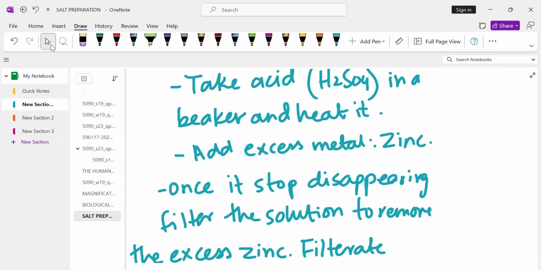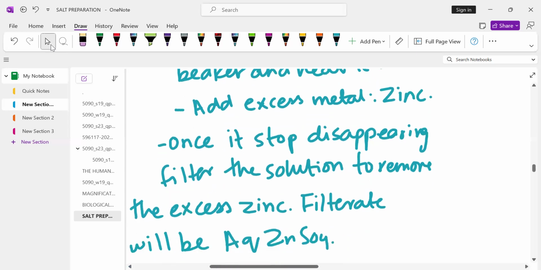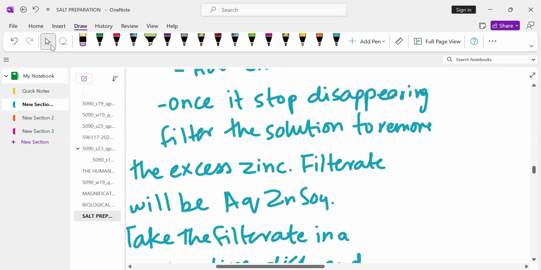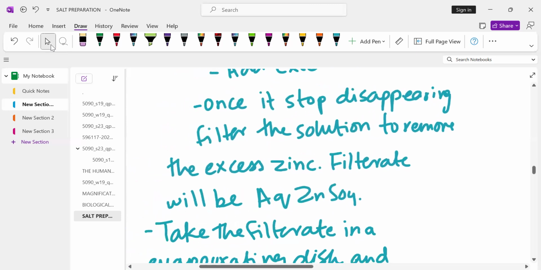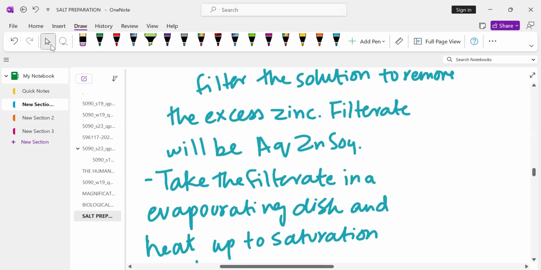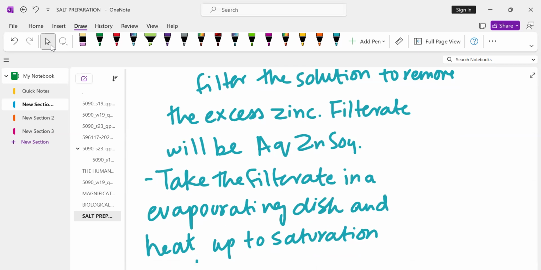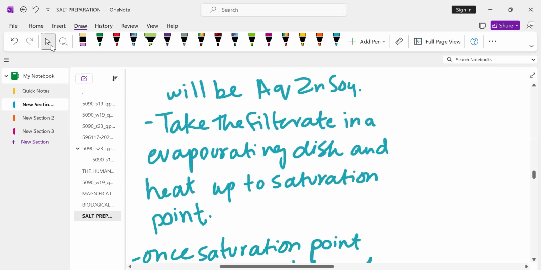Now next thing you need to do is add excess metal, which is zinc. Once it stops disappearing, filter the solution to remove the excess zinc. So when the zinc has stopped dissolving and the reaction has been completed, you can say fizzing would be stopped, and by this you identify that the reaction has been completed. Now you will filter the solution to remove excess zinc, and the filtrate would be aqueous zinc sulfate. This is the salt, which is the filtrate, aqueous zinc sulfate.